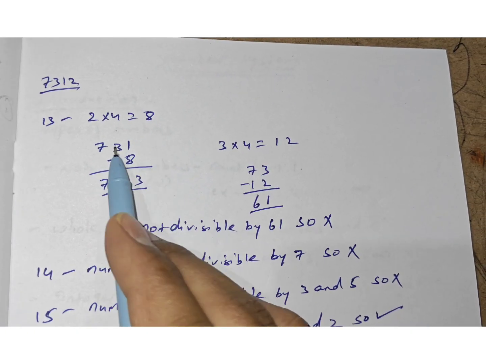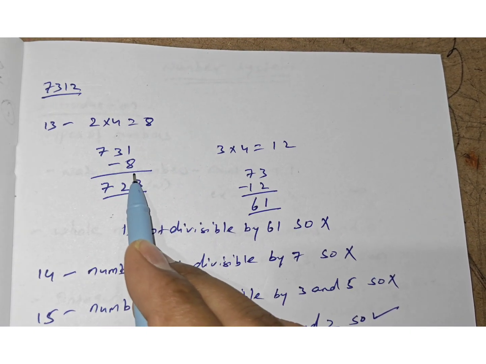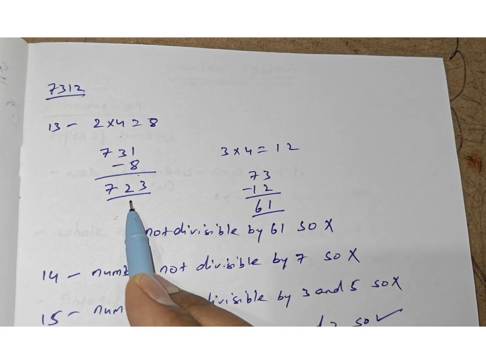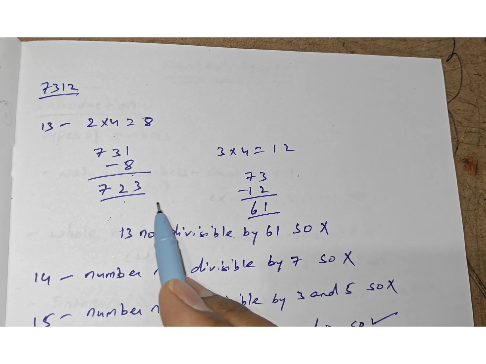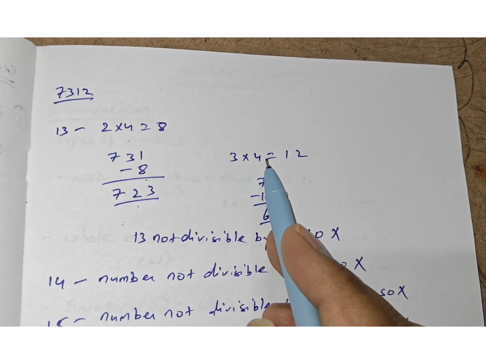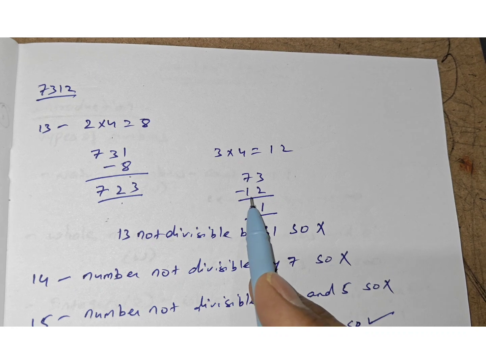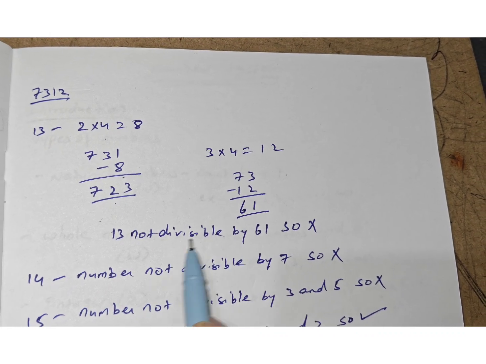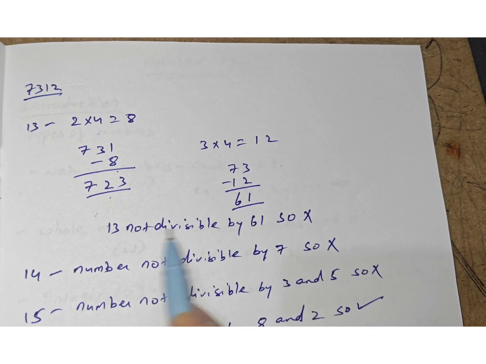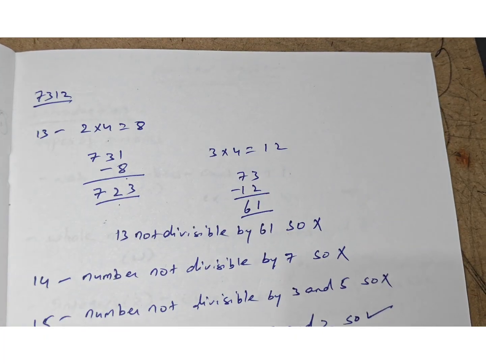For the divisibility rule of 13, multiply the last digit by 4. 2 into 4 is 8, and subtract it from the remaining truncated number, 731 minus 8, so 723. Still the number is bigger, so we continue the same procedure. 3 into 4 is 12. 72 minus 12 comes to 60. And 60 is not divisible by 13, so this number is not divisible by 13.